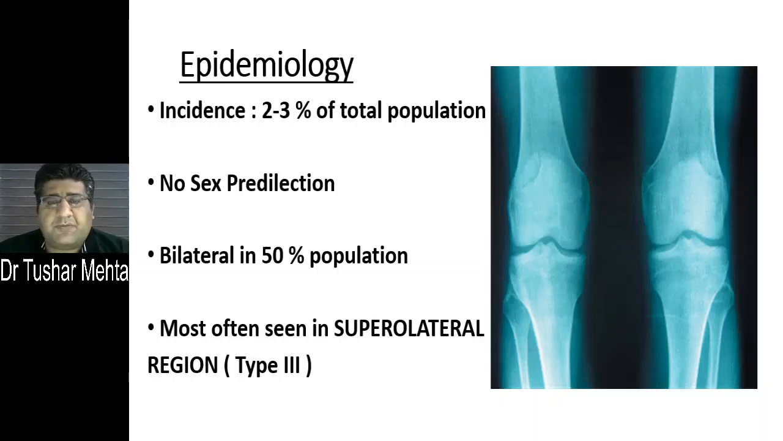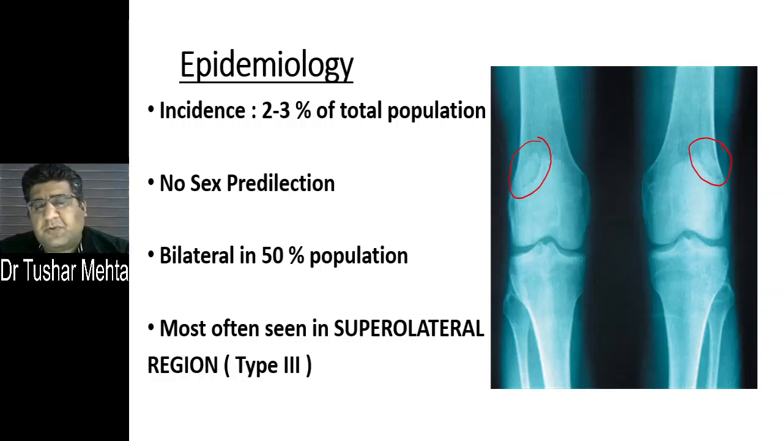When we talk about the epidemiology, usually 2 to 3% of the total population is affected. I mean, incidence is not that much. There is no sex predilection. There is no male female thing in this. But there is one thing that I would certainly want all of you to remember: it is usually bilateral in 50% of the people. And I'm sure in this image, you can very well see that in this X-ray, it is bilateral. So I want you to know that it is usually bilateral in 50% of the population.